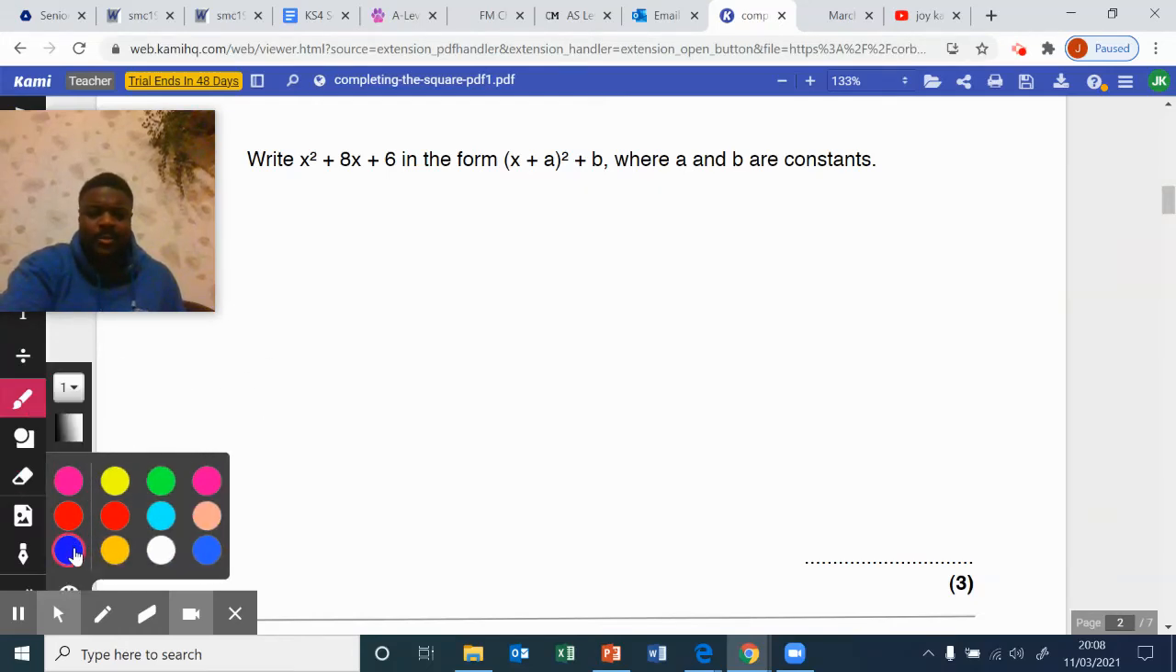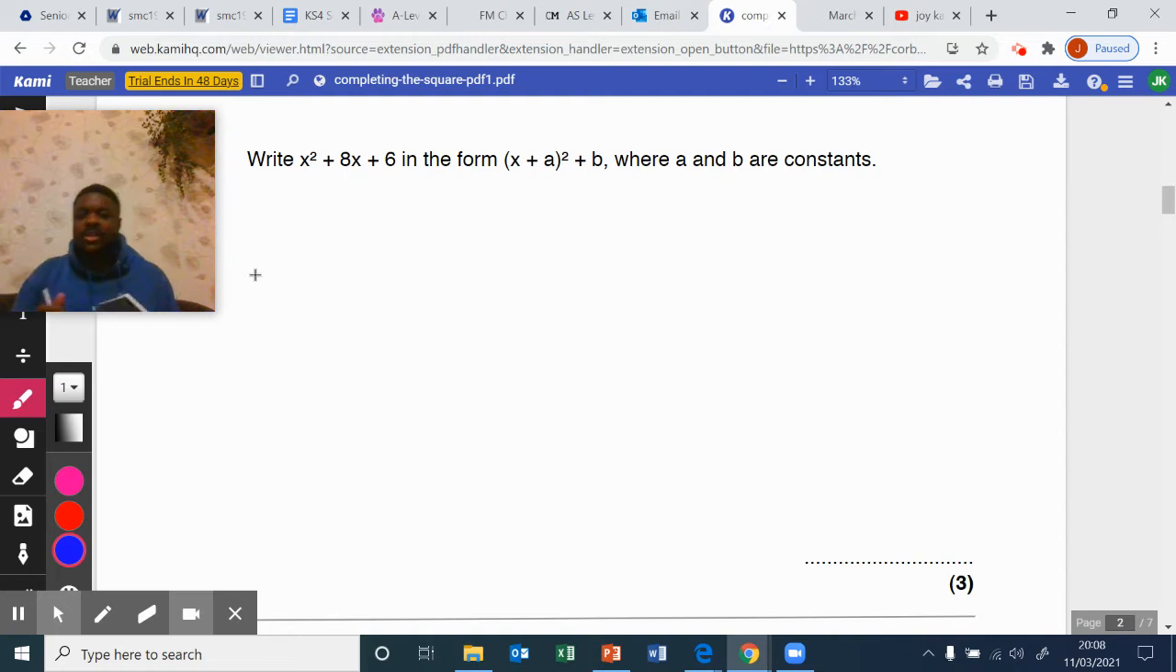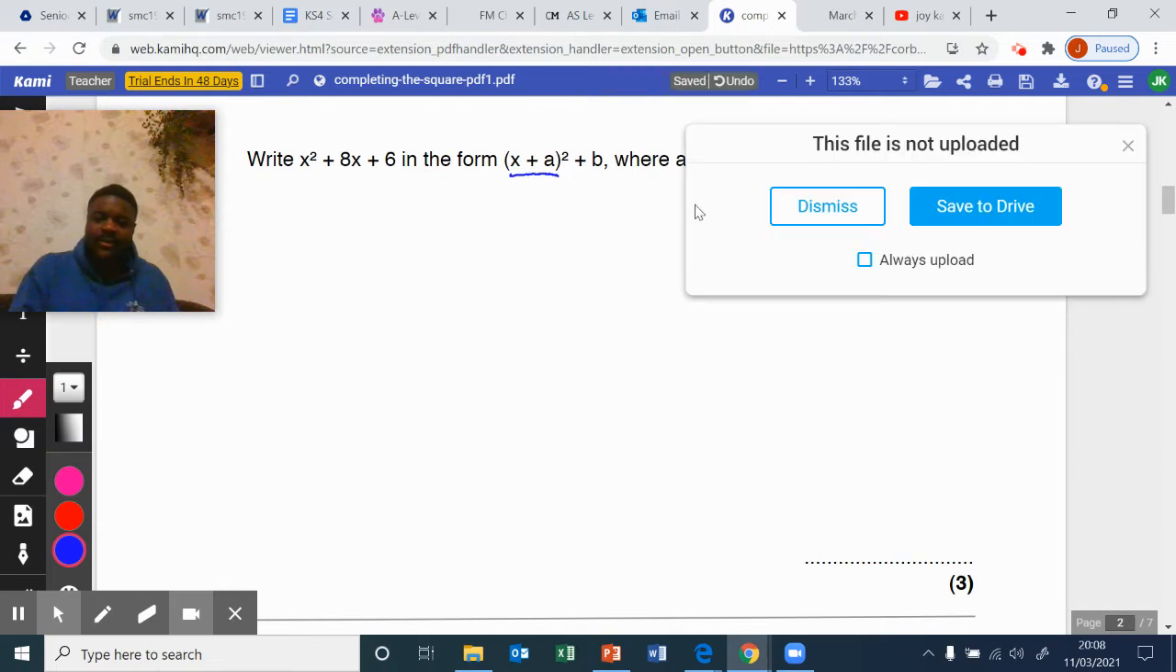We are here doing some questions on completing the square, as per the request of one of my students. So we've got x squared plus x plus 6 as an expression, and they're asking us to write it in the form (x plus a) squared plus b. So this square bit is the giveaway that it's in the completing the square form.